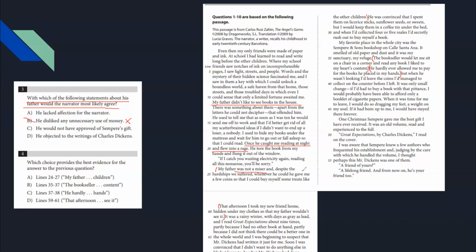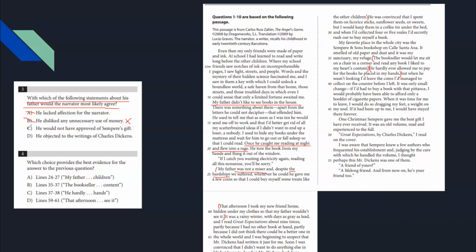And then also, despite the hardships we suffered, whenever he could give me a few coins so that I could buy myself some treats like the other children. And so his family had hardships, so they couldn't spend enough money on stuff, and they probably didn't have enough money to get things. But then his father gave him money in order to get candy, but then he got books. So basically, that takes out that he lacked affection for the narrator, because it's antithetical to what he's saying.